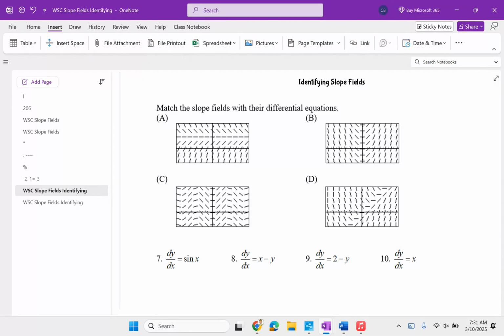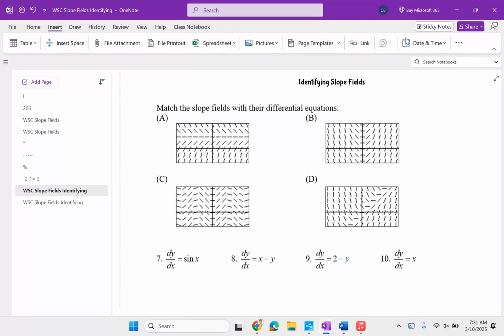Which one? Number 10? 10 goes with B. That's right, because when we integrate this, we get back to x squared, and that definitely looks like a parabola. All right, there's another one that looks super obvious to me.